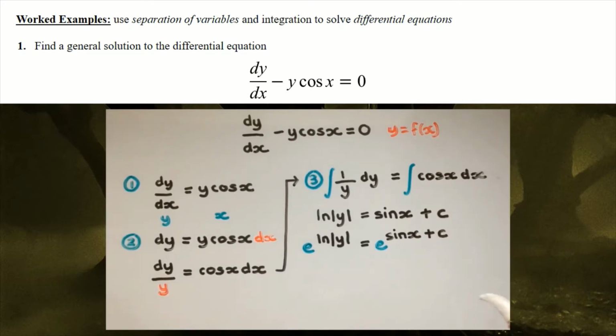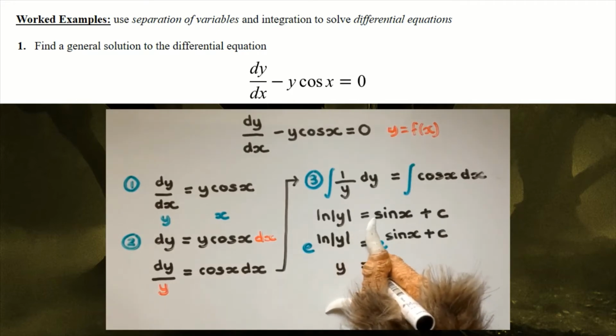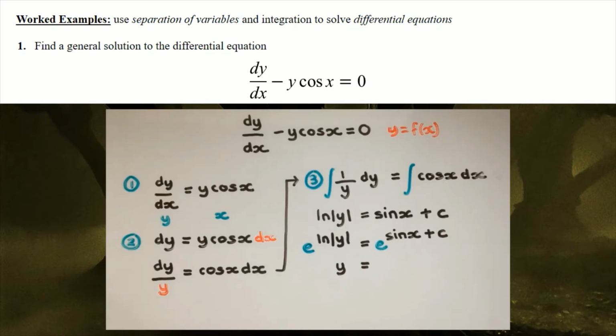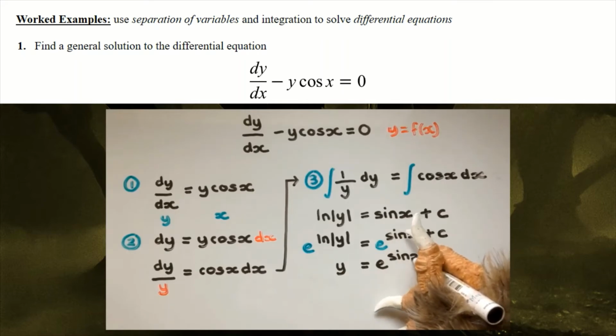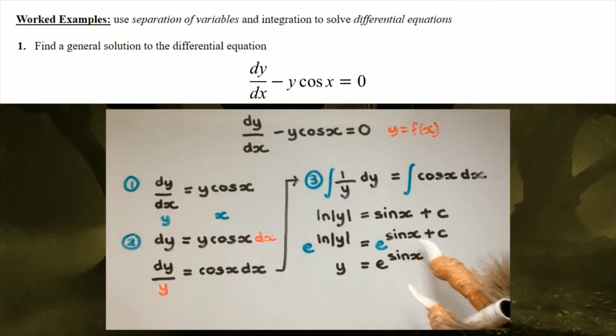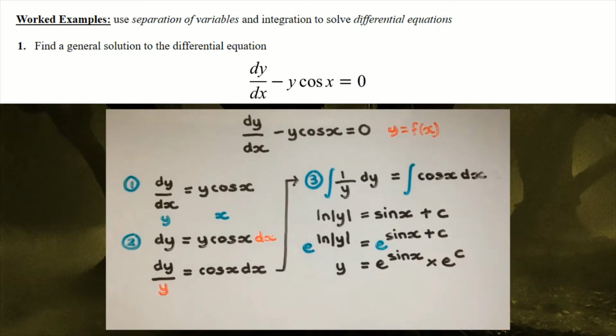So e to the sine x plus c as the entire power there. We know these are inverse functions, they cancel, so we're going to have y is equal to e to the sine x plus c. If you know your laws of indices, of course, this is exactly the same as saying it's e to the sine x. So we have a base and then we have an addition in the power. So I can actually write that as a product, multiplied by e to the power c, using the additive power rule in reverse there.